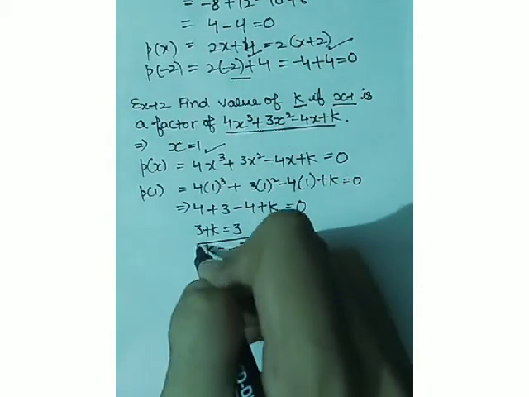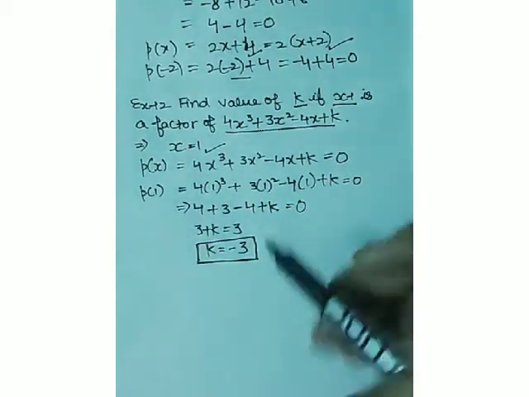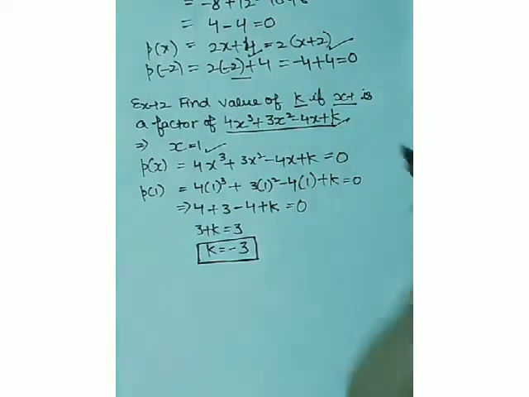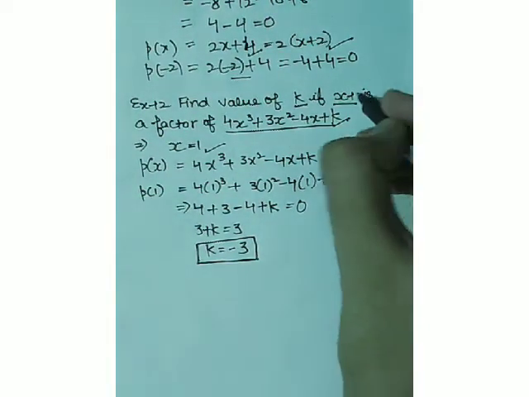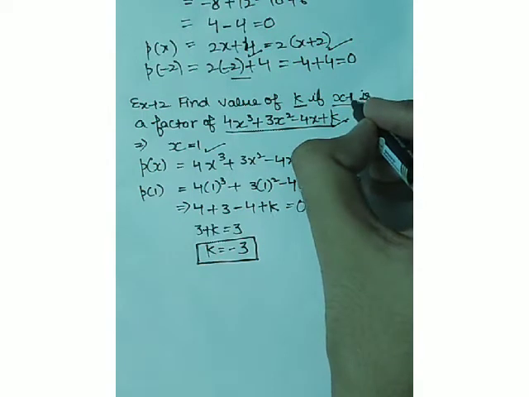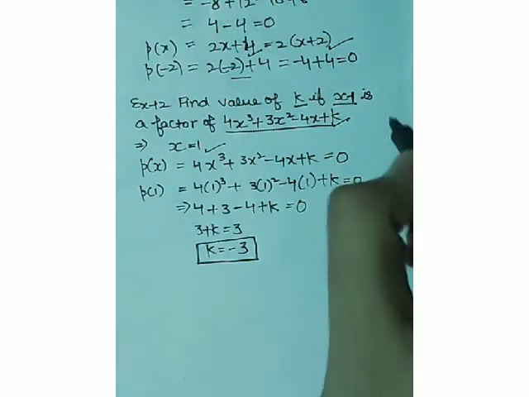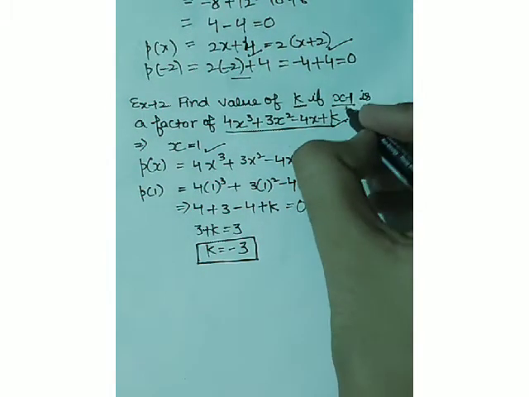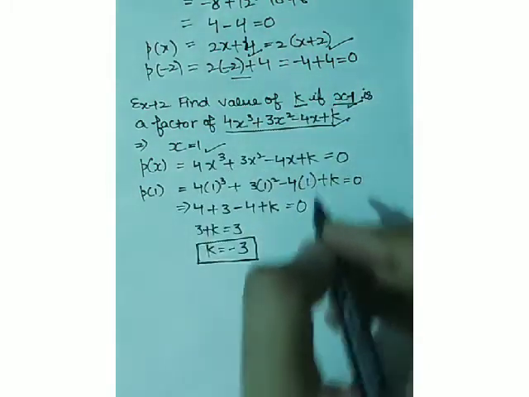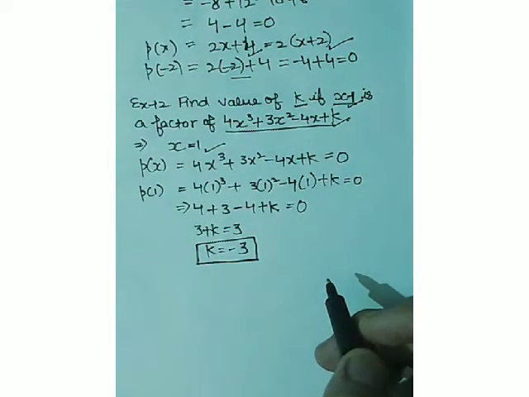So this is how to solve a polynomial for a given constant and to find the value of that constant when one factor is given. You just have to consider this factor and the value of x coming out from this factor only, and then you can substitute it in the given polynomial and you will get the required answer. It was a very easy concept.